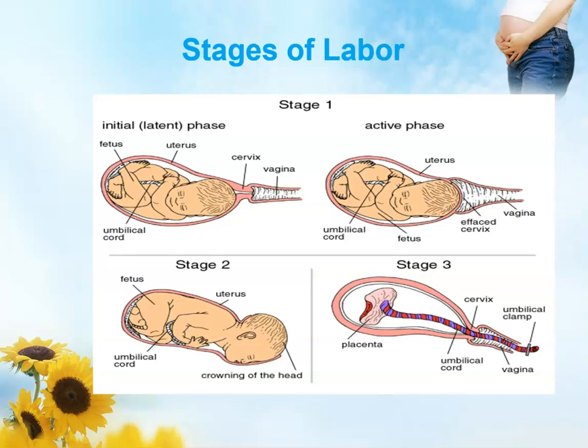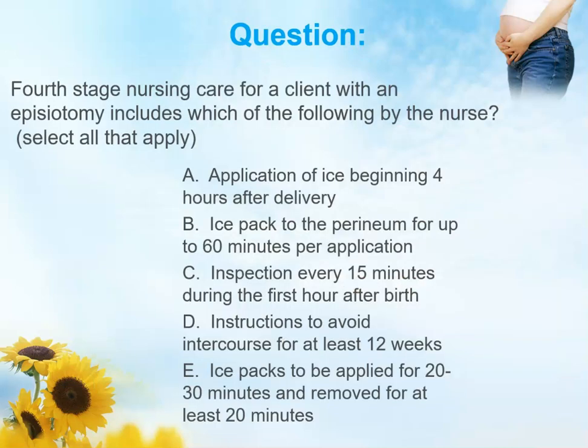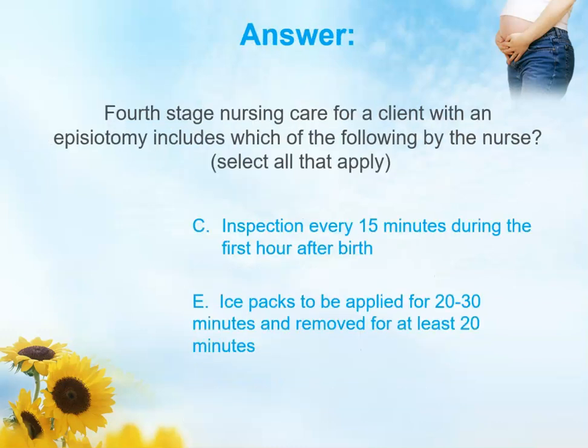for the swelling. So on that note, I have a question. The 4th-stage nursing care for a client with an episiotomy includes which of the following by the nurse? Select all that apply. A, application of ice beginning 4 hours after delivery. B, ice pack to the perineum for up to 60 minutes per application. C, inspection every 15 minutes during the first hour after birth. D, instructions to avoid intercourse for at least 12 weeks. E, ice packs to be applied for 20 to 30 minutes and removed for at least 20 minutes at a time. So if you picked C and E, those are the correct answers.